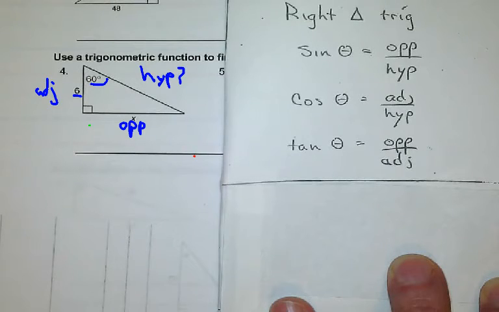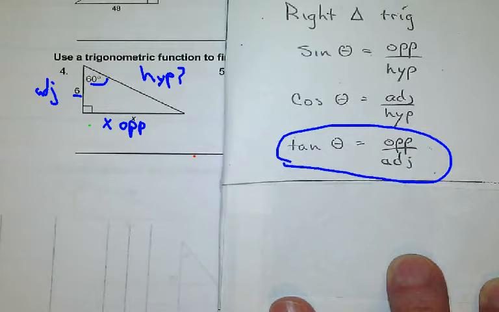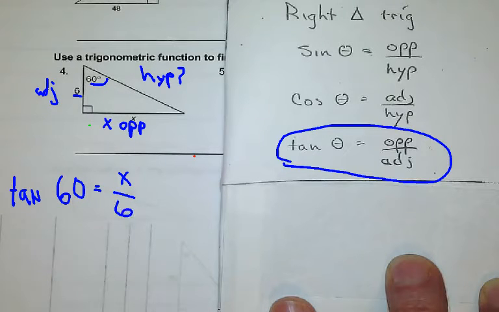Hypotenuse is not over here, and it's not even lettered. I want to find x. X is how long this side is right here. And so opposite and adjacent, hey, that's tangent. So I have to say tangent. This is how you solve it. Tangent of 60 is opposite over adjacent. So that would be x divided by 6. Hooray! So we can solve this problem right here.